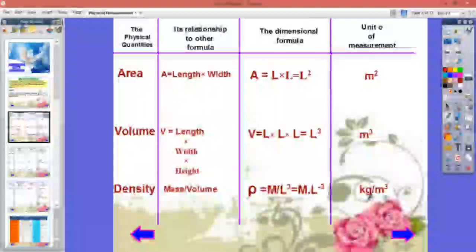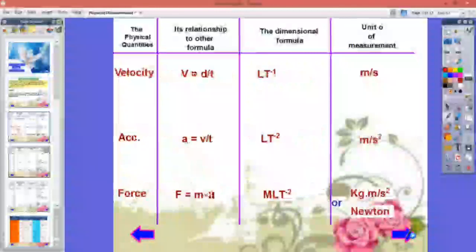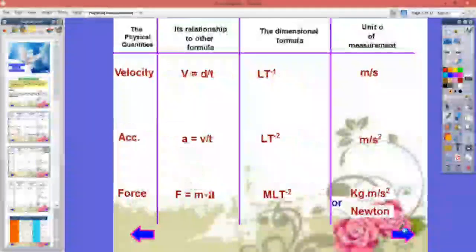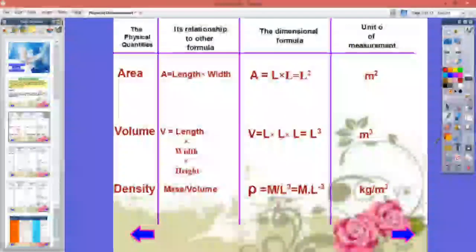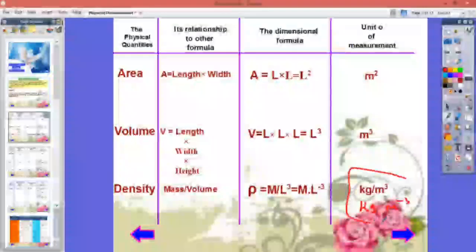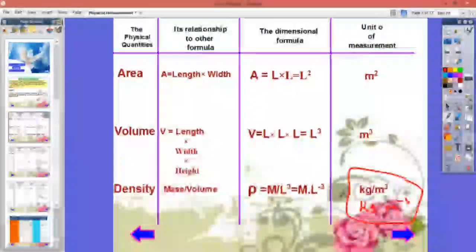What is the measuring unit of density? M is mass, kilogram, L is meter power 3, so per meter power 3. Sorry, meter power 3. We can write the unit kilogram per meter power 3, or we can write kilogram meter power -3. In units we can write both ways, but in the dimensional formula we have to write M L power -3.